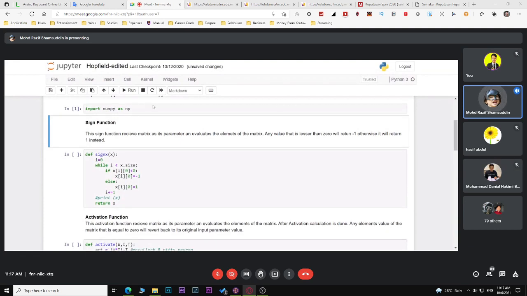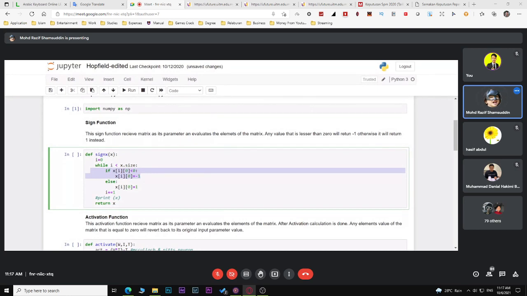Okay, so this is my sign function. Alright, so this sign function retrieves a matrix, a NumPy matrix, as its parameter and evaluates the elements of the matrix. Any value that is lesser than 0 will return -1, otherwise it will return 1. Alright, so macam ni kan. Kalau dia kurang, dia akan jadi negatif, selain daripada itu positif.